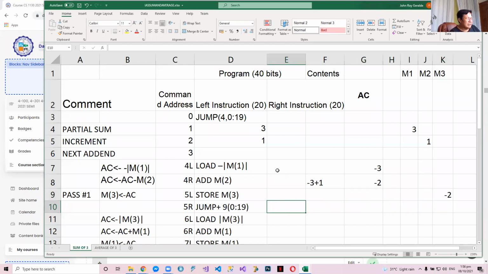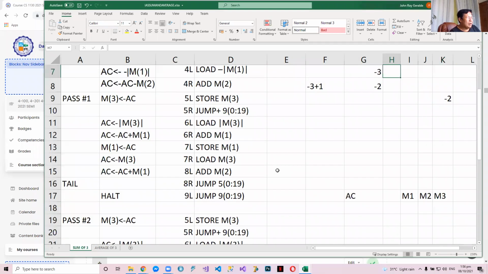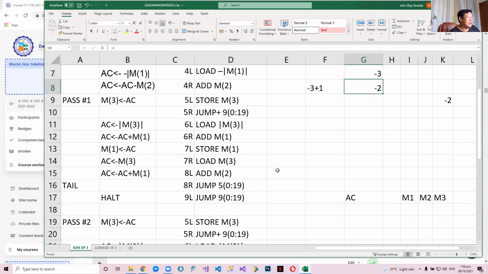And we jump plus. Currently, we don't do a jump. We will not execute this jump. Why? Because the AC is negative. Jump plus will not execute if the AC is negative. We have discussed this already. So we will not jump plus. We will go to the next instruction, load absolute of M3. So AC will have the absolute value of M3, which is 2.